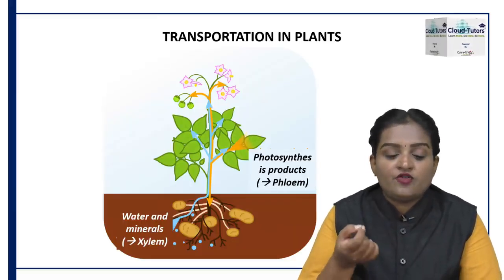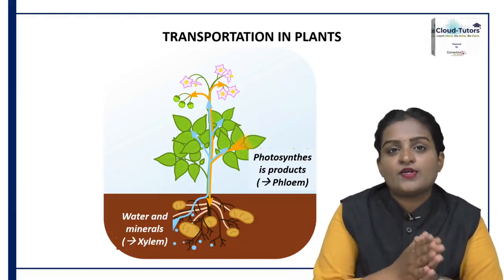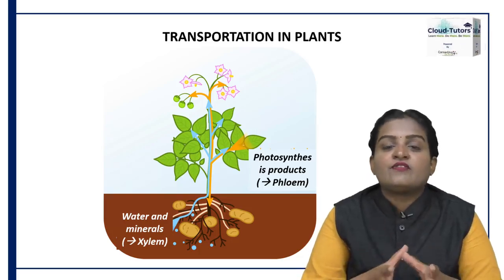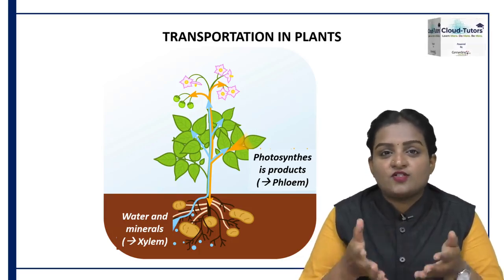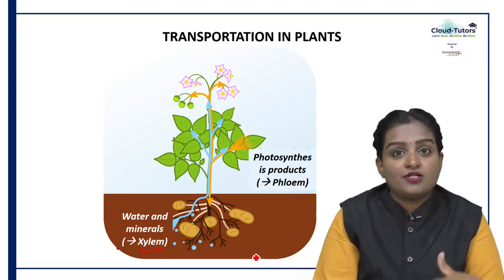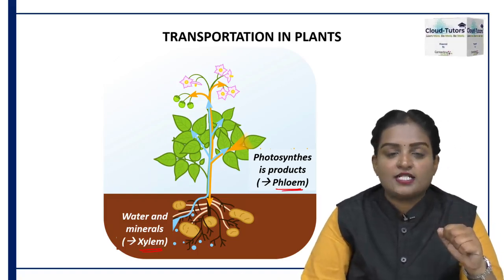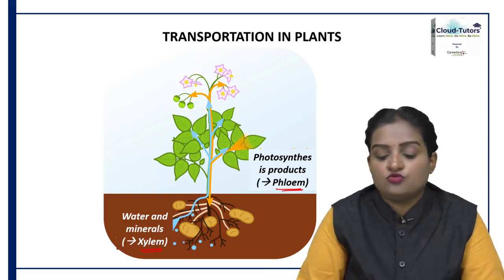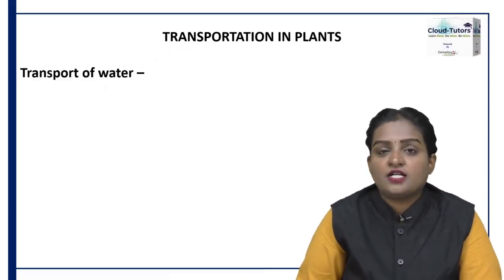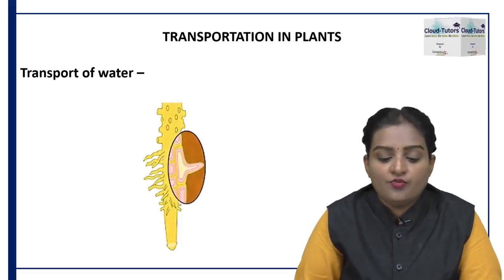So in plants, for transporting we have two systems, that is, one is the water conducting system and the other is the food conducting system. This is done with the help of a tissue, that is vascular tissue. Here we have xylem to conduct water and minerals, and phloem to transport photosynthetic product, that is the glucose. So first is transport of water, which occurs with the help of the pressure, that is transpiration pull.